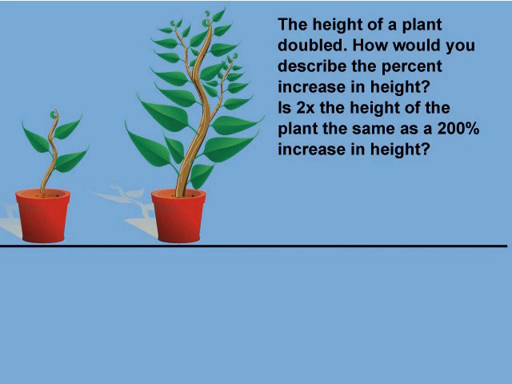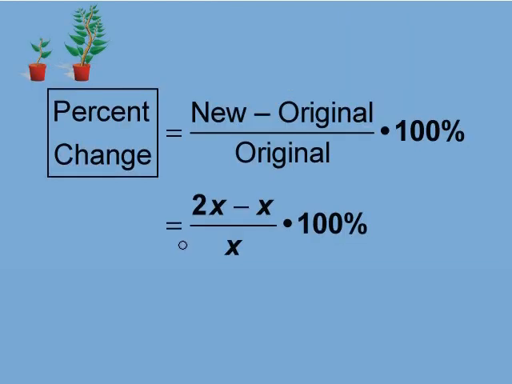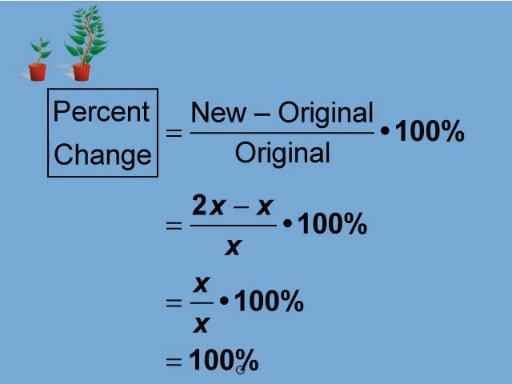Here is the formula for percent change. Notice that we're not given a specific value for the height. So let's assign x to the original height. That means the new height is 2x. Let's plug these values into the formula. In the numerator, we get 2x minus x, and in the denominator, we have x. Simplified, the x terms divide out, and we are left with 100%.